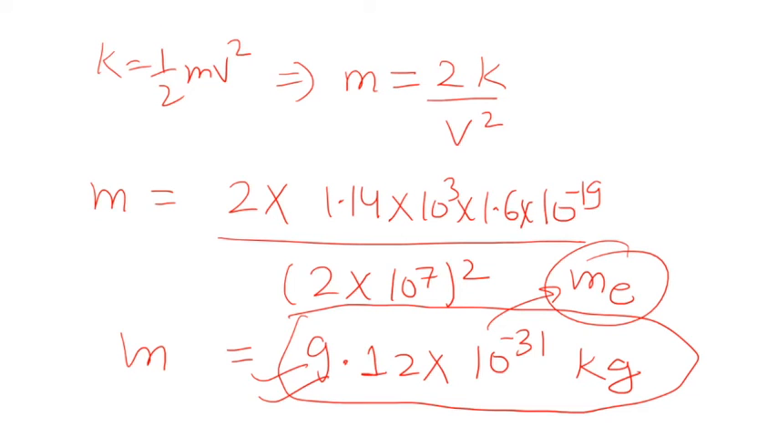You take mass of electron as 9.11, this is 9.12, it's almost same. So the unknown particle is electron here.